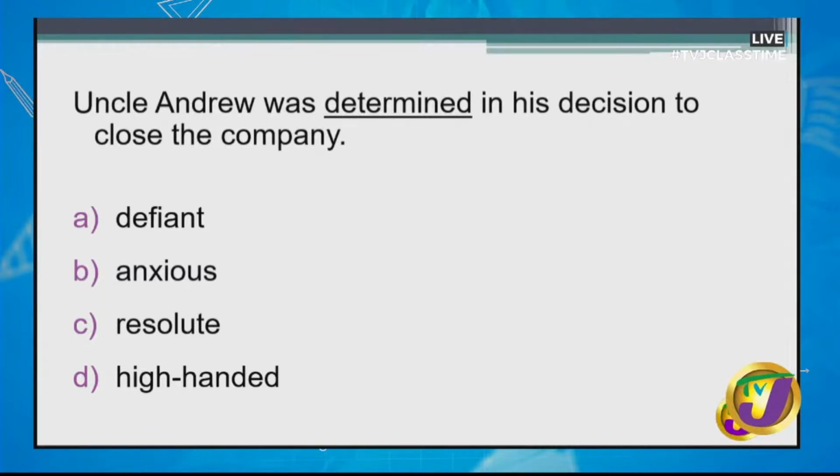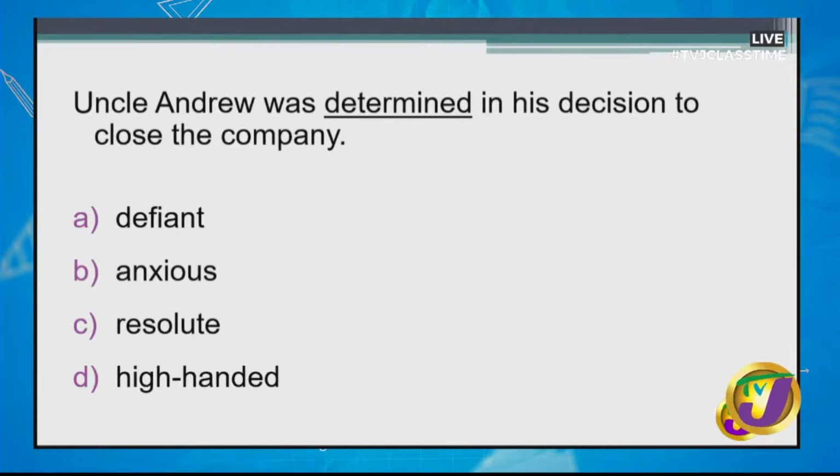Now, look at our options. We have defiant. He was defiant in his decision. Anxious. He was anxious in his decision. Resolute in his decision. High-handed in his decision. Now, if you think carefully, when you describe someone as being determined, do you describe them as just being defiant? Do you describe them as being anxious, as being resolute, or being high-handed?